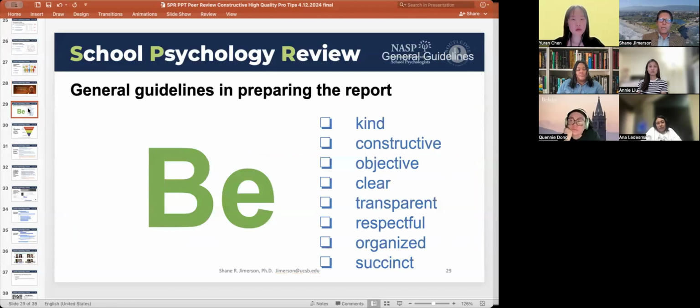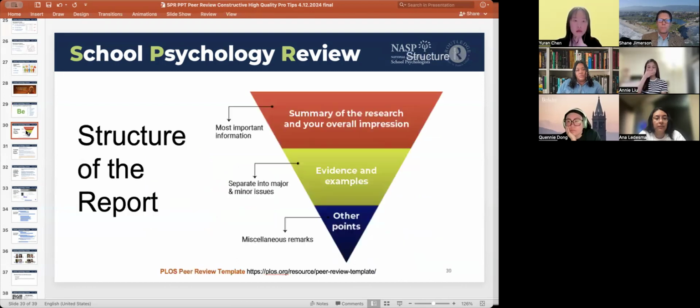So the general guidelines: be kind, be constructive, be objective, be clear, be transparent, be respectful, be organized, and be succinct, okay? These elements here are very important general guidelines as you prepare the report.